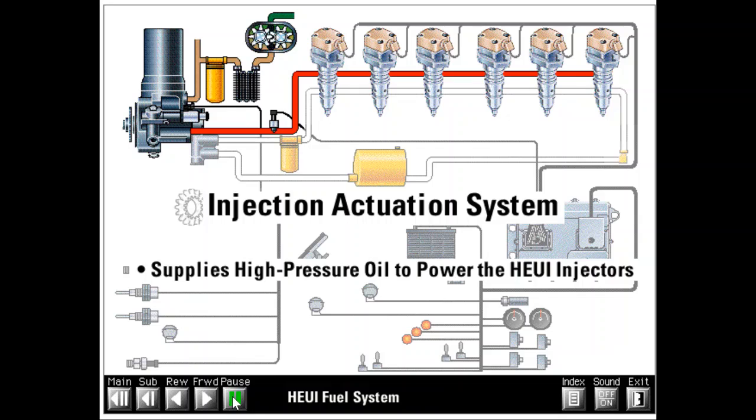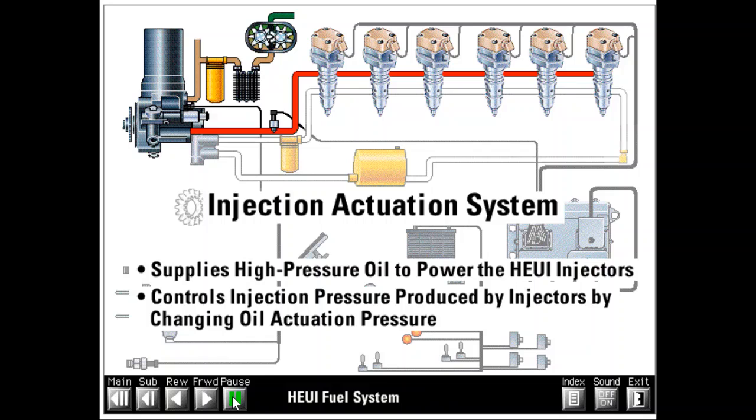It supplies high-pressure oil to power the HEUI injectors, and it controls the injection pressure produced by the injectors by changing oil actuation pressure. The injection actuation system has 5 basic components.